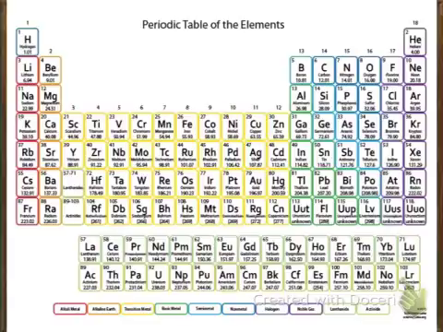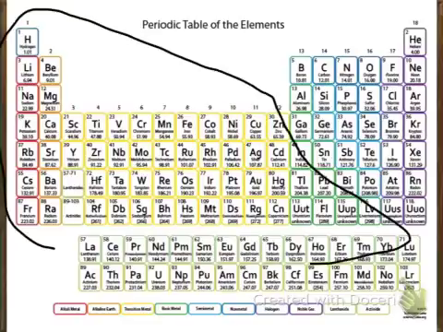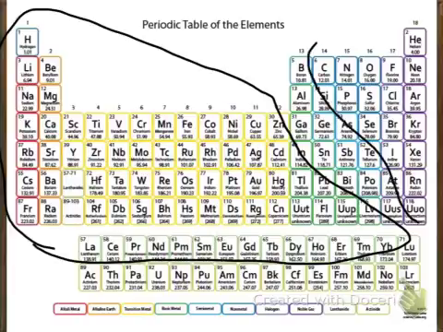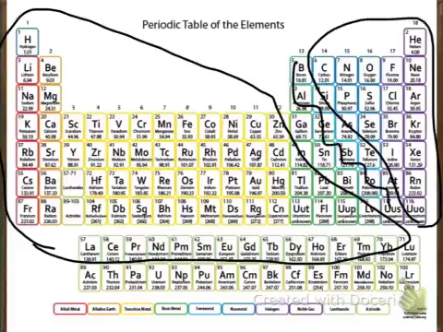So if we look at the modern day periodic table of elements, again, based on Mendeleev's organization, we can see that there are metals on the one side. So those are all metals. Then on the other side, they are non-metals. And these ones in between here are called the metalloids. So they're in the middle.